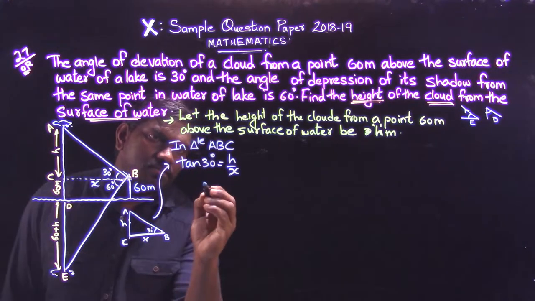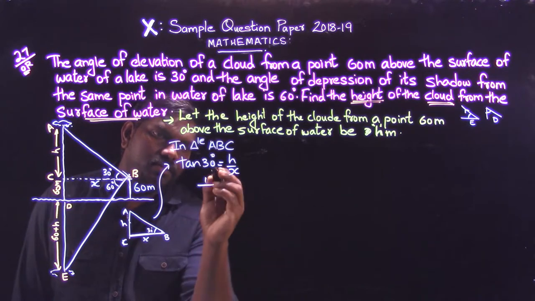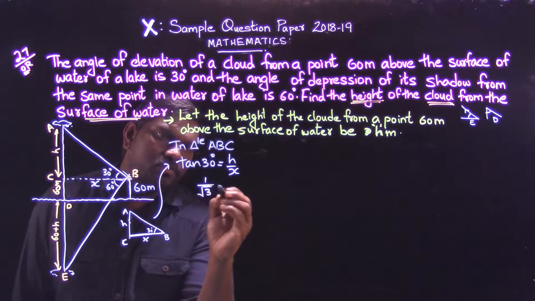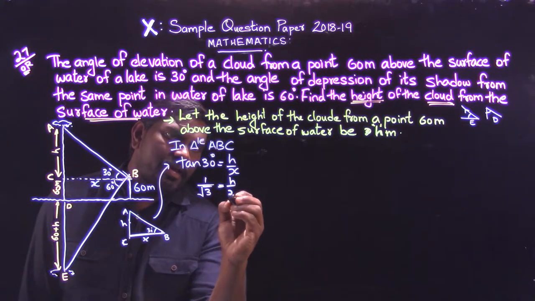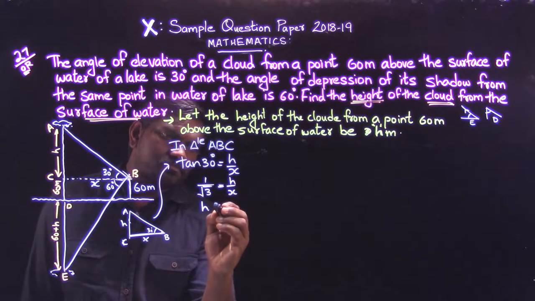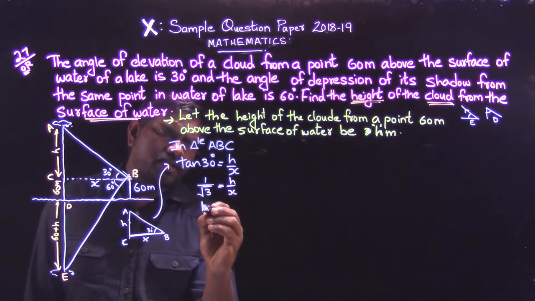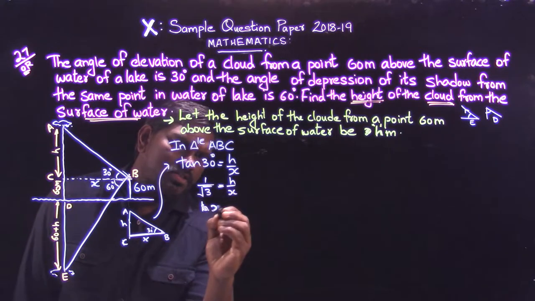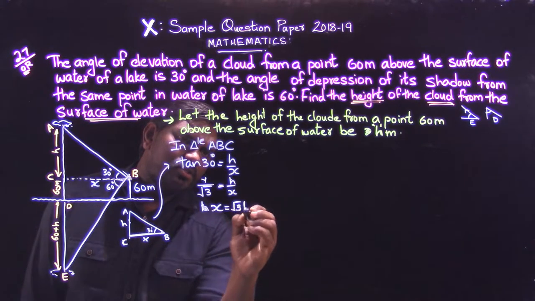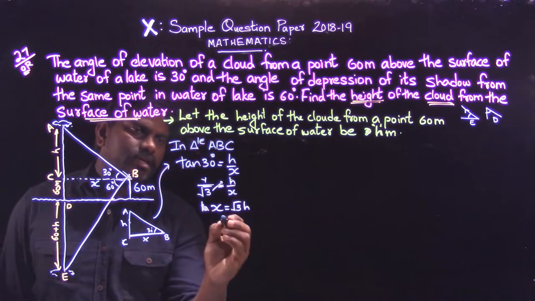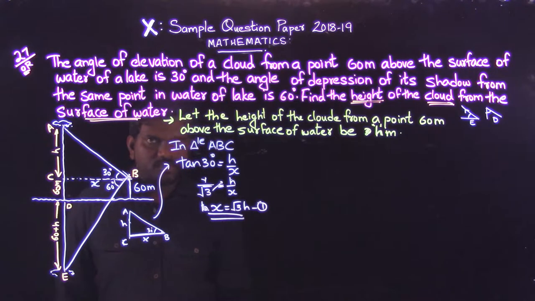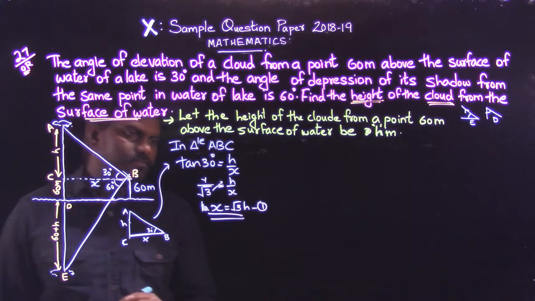Tan is opposite by adjacent. So tan 30 is nothing but 1 by root 3, which is equal to h by x. I will write it in terms of x. Cross multiply this over here, so you will get x is equal to root 3 h. Fine, so leave it there with this triangle.